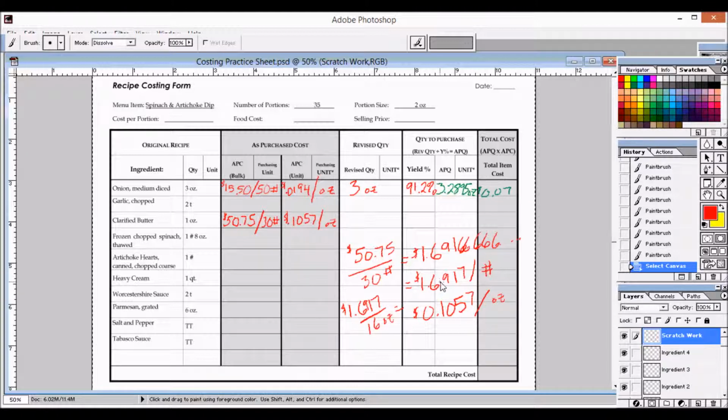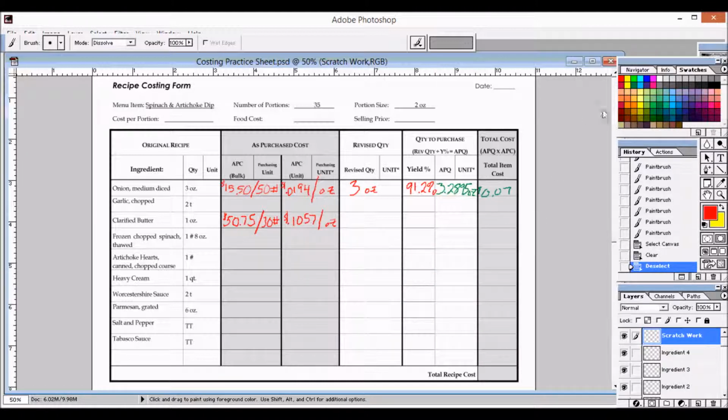So here's what we're going to do. The reason that we took the price down per ounce is because when I look at the units here, the ounces here and the ounces here, when I'm talking about the revised quantity, the whole idea of the revised quantity is making sure that they match up. Since they already match up, I don't have to do anything fancy. This 1 ounce for the clarified butter just comes across here and just remains 1 ounce. Nothing from the 0.1057 comes over, nothing from the 50.75 or the 30. I'm simply looking at the original recipe quantity and changing it as needed. And clearly it doesn't need to happen.